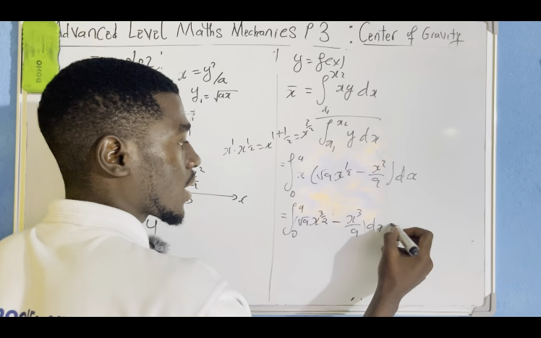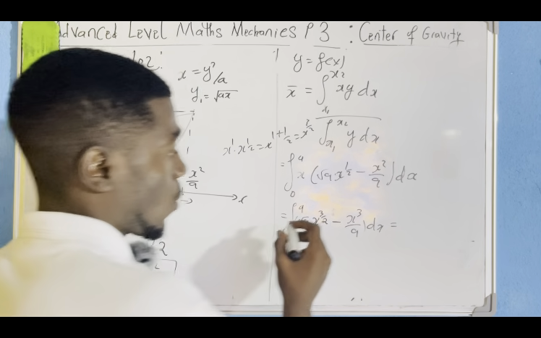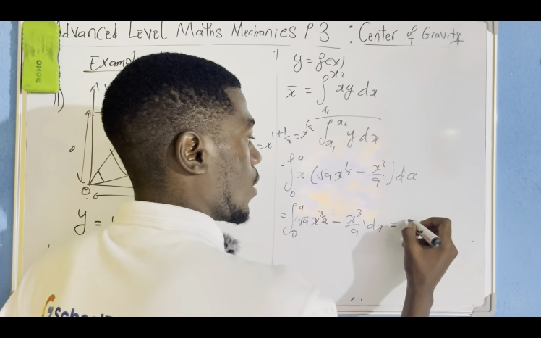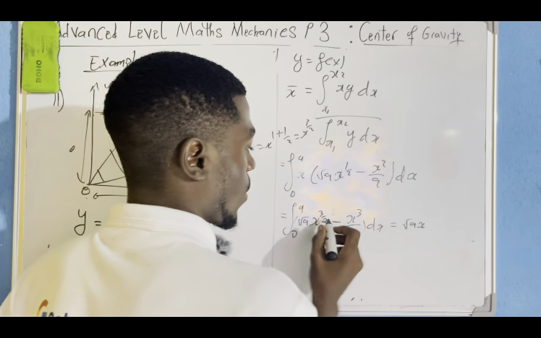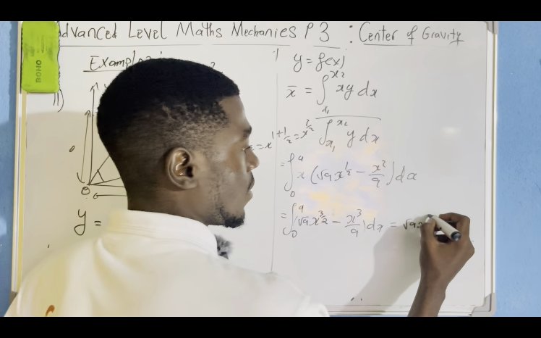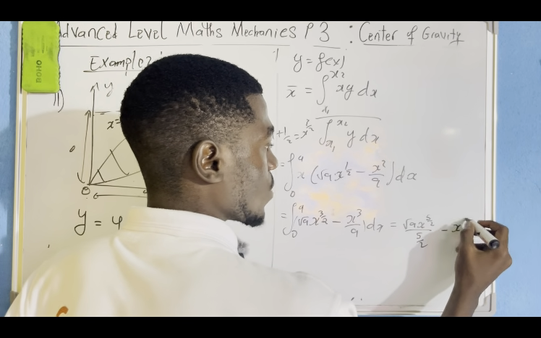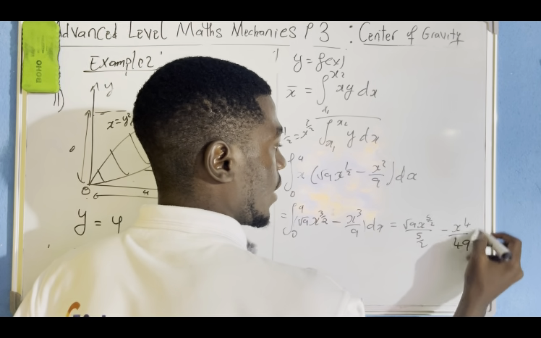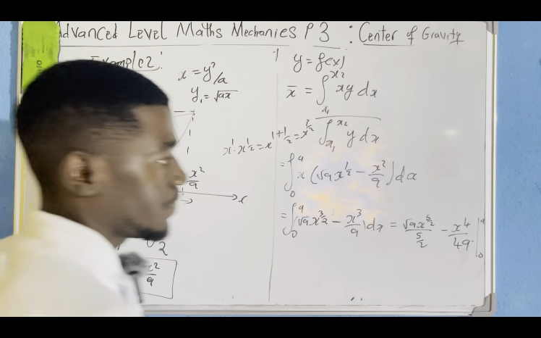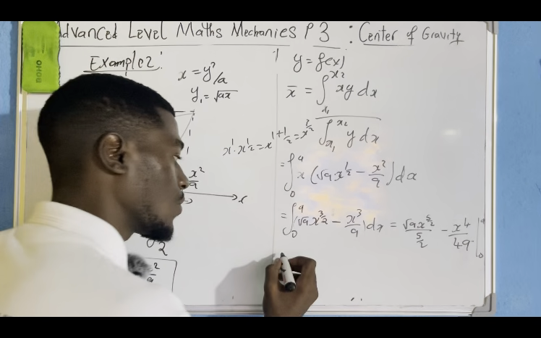Don't forget to put your bracket. When I now integrate, I will come out with root a x to the power, now I should add 1 to the power here. I will have 5 over 2 divided by 5 over 2 minus x to the power 4 over 4a from 0 to a. I'm integrating. I think people know how to integrate.